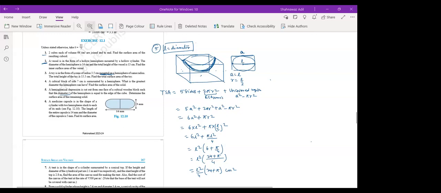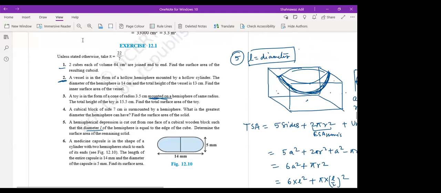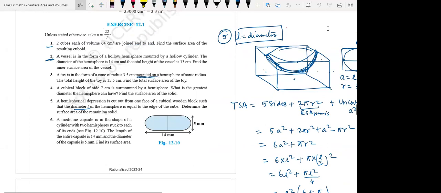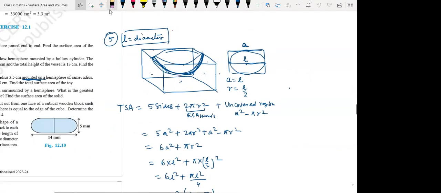So in the last class, we completed the fifth one, right? And now we have to do this sixth one, right? Let us first erase this part.